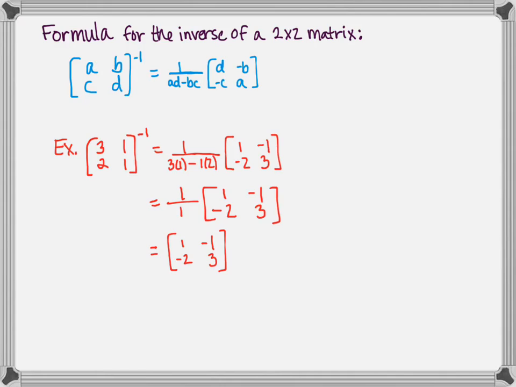1 over 1 is just 1, so this just gives us 1, negative 1, negative 2, 3, which verifies the result that we got the other way. So the inverse of A is the matrix 1, negative 1, negative 2, 3.